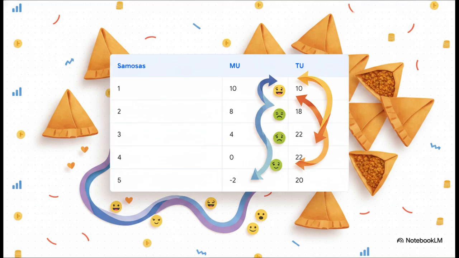The first one gives you 10 utils. The second one drops to 8. Why? Because your stomach is filling up. But then consider your total utility. It's adding those numbers up, 10, then 18, then 22. So your overall satisfaction initially rises, even as the thrill of each new samosa drops.